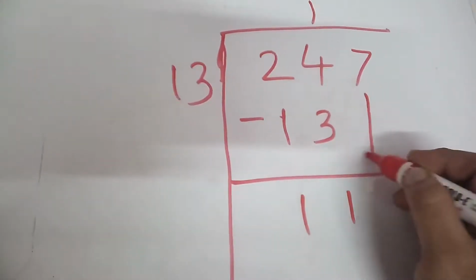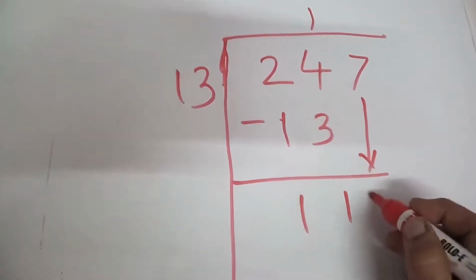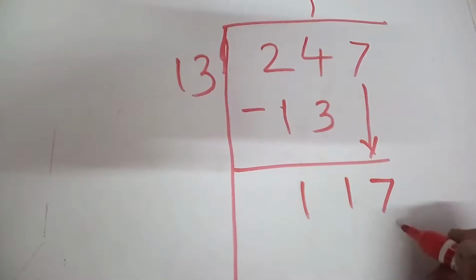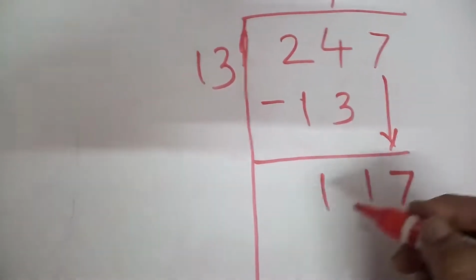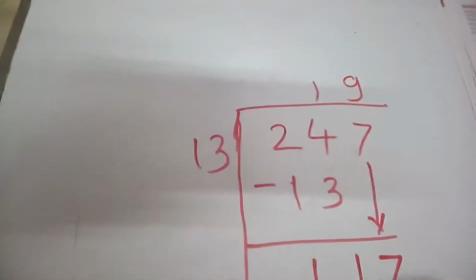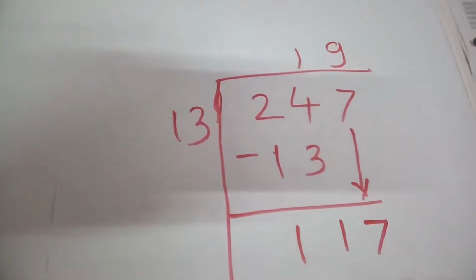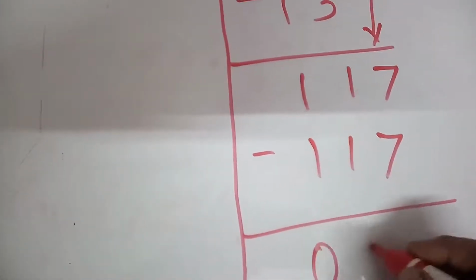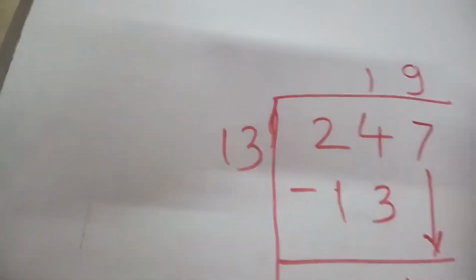Then I will take this 7. 1 means 7 and 13 nines are 117. 0, 0. Our answer is 19.